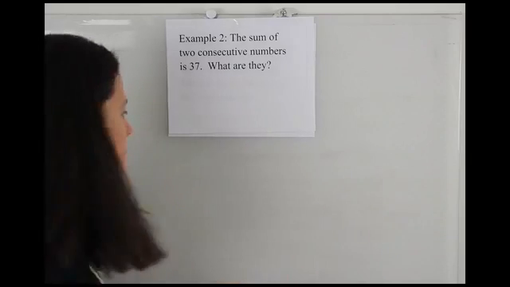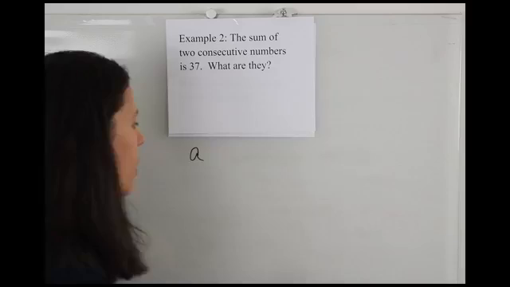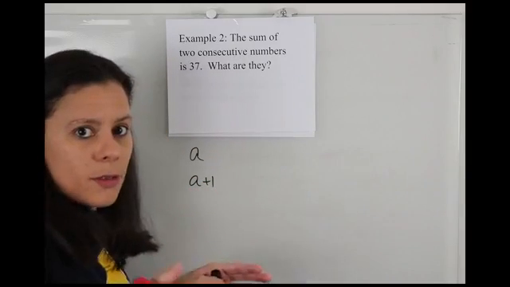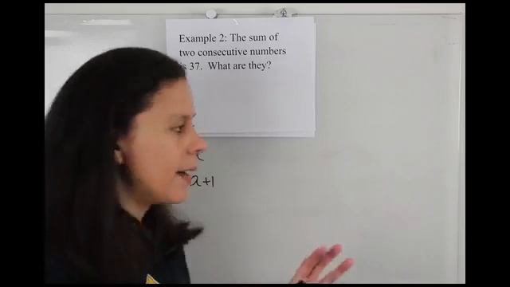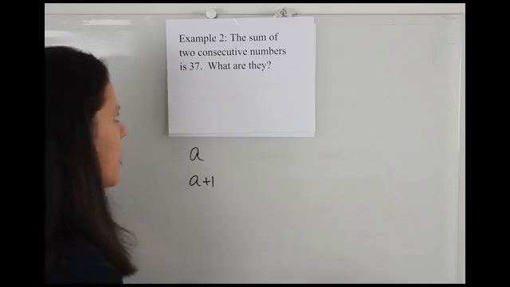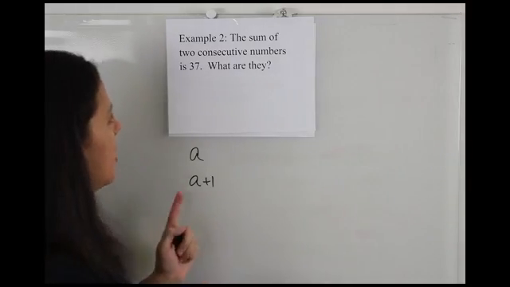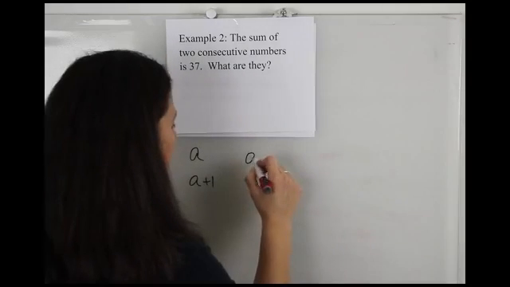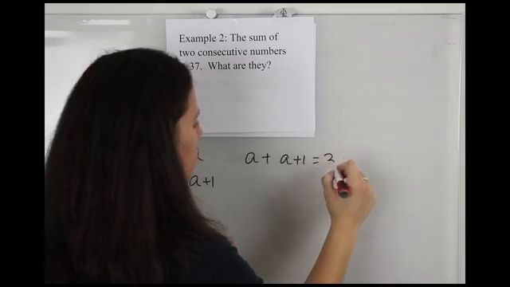So I know that the first number, I'm just going to call it A, and the second number is going to have to be A plus 1, because it's consecutive. You could write it as A minus 1, being the number before. It doesn't matter, as long as you keep track of what you're doing. But I'd rather just use positives instead of negatives. They get confusing. So I know then that the sum of these two, meaning A plus A plus 1, is going to be equal to 37.